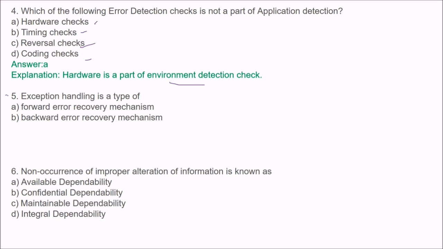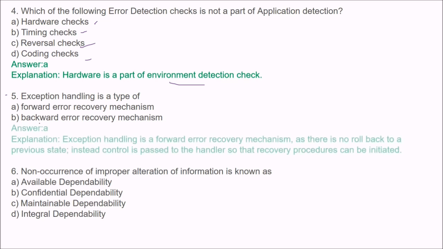Next is, exception handling is a type of forward error recovery mechanism or backward error recovery mechanism. The answer is A. It is a forward error recovery mechanism, as there is no rollback to a previous state. Instead, the control is passed to the handler so that the recovery procedures can be initiated.